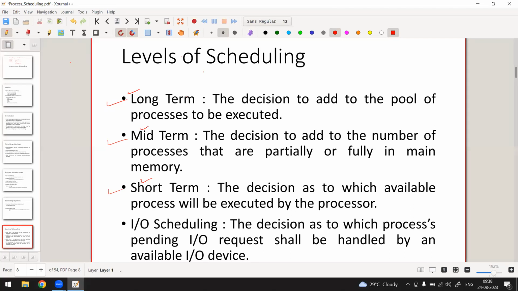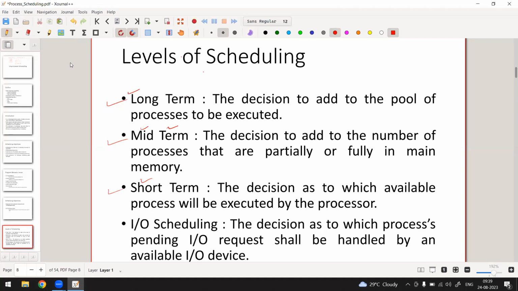What is the meaning of mid-term scheduler? As you know, the process keeps on changing its state from running to suspended, and suspended to ready or suspended to running. Either the process is in the memory or the process is out of the memory. So the decision to add the process in the memory or to swap the process out of the memory is taken by this level of scheduler, which is called the mid-term scheduler.